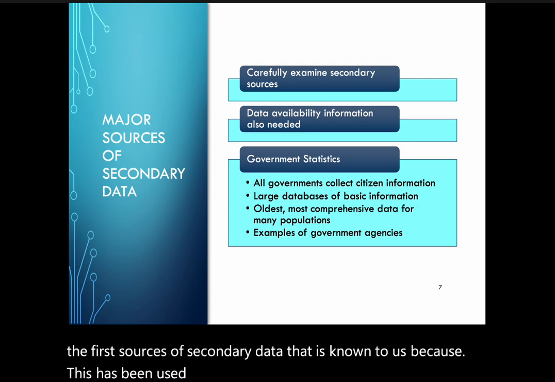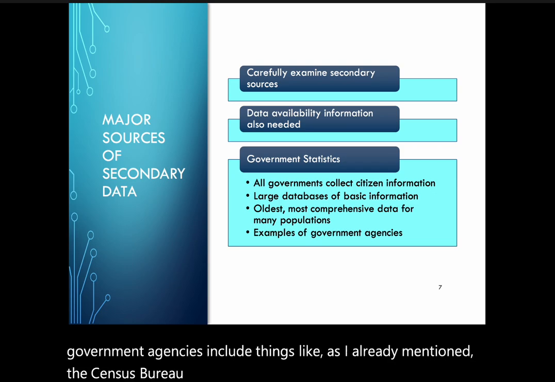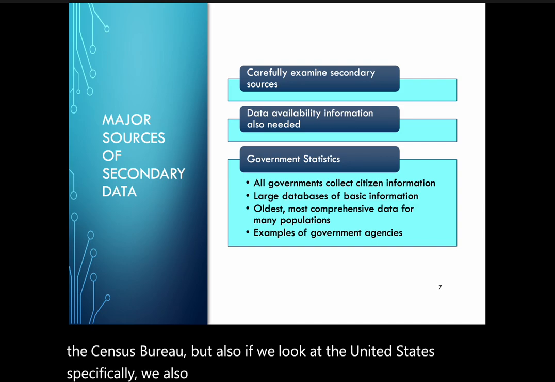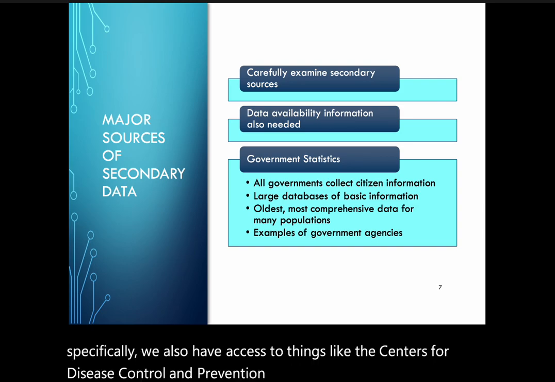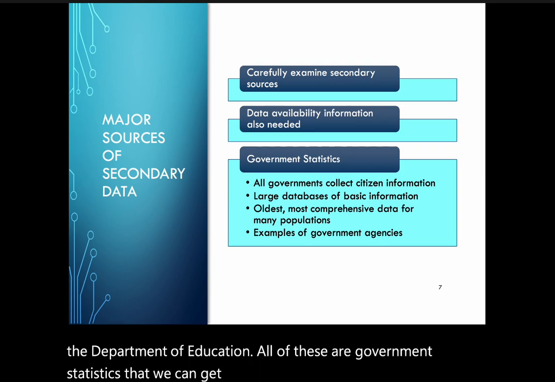Data sets that are available from government agencies include, as I already mentioned, the Census Bureau, but if we look at the United States specifically, we also have access to things like the Centers for Disease Control and Prevention, the National Archives, and even the Department of Education. All of these are government statistics that we can get data from to run analyses.